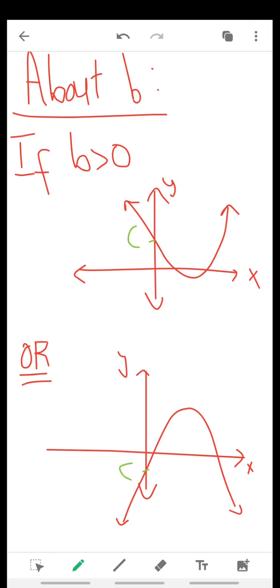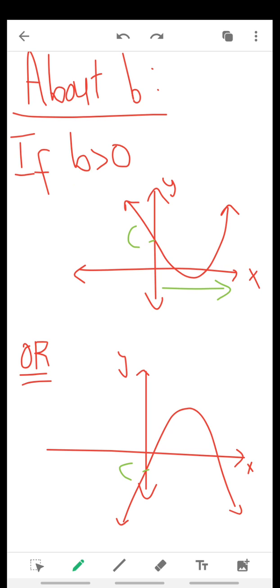With B, remember we said it determines whether your function will lie more to the left or more to the right. We're talking about the x-axis movement. If your B is positive, then your function will be more to the right. And remember, all x values to the right of the y-axis are positive. Hence we say when B is positive, it means you are more to the right.